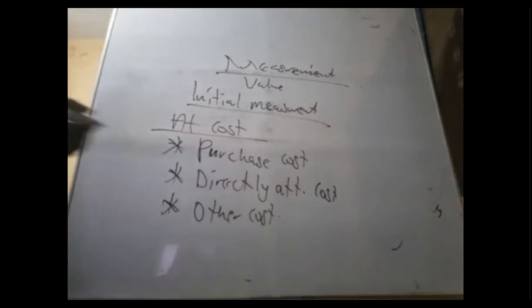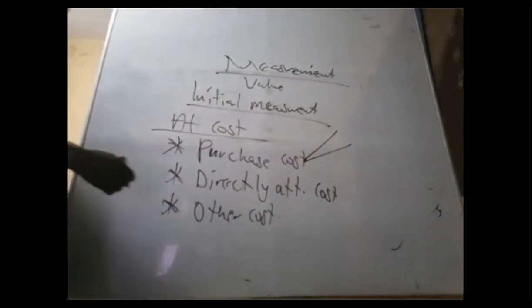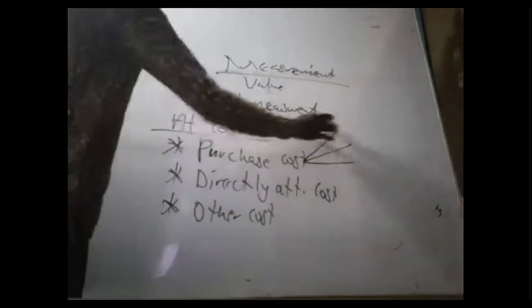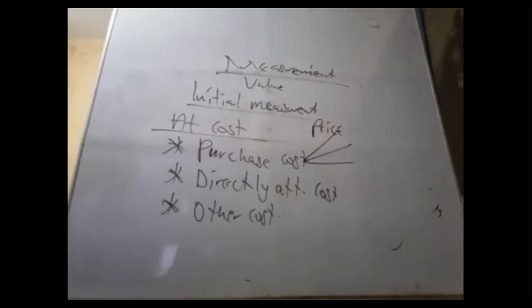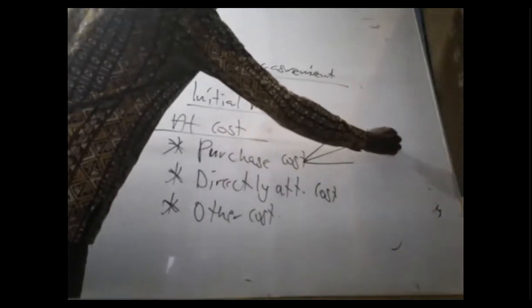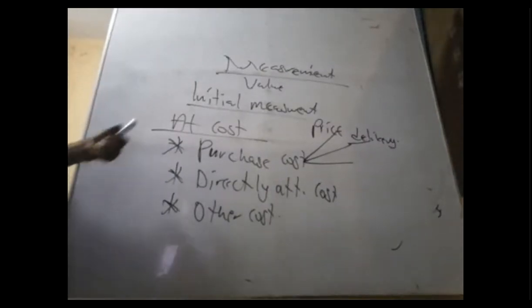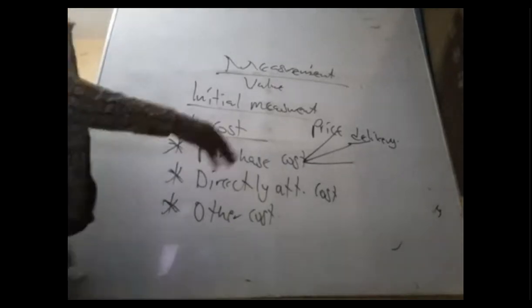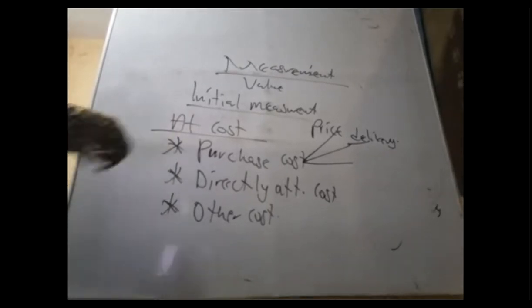Purchase cost includes a lot of items. Number one, the purchase price itself. Number two, delivery or handling cost, transportation. Import duties, and then irrecoverable purchase tax. Any tax that you pay on this PPE that you cannot recover, you add it to the cost. Then less trade discount or similar rebate. So that's the purchase cost.